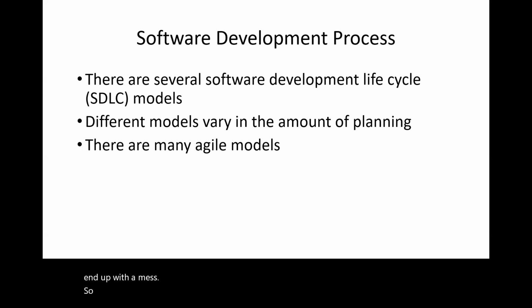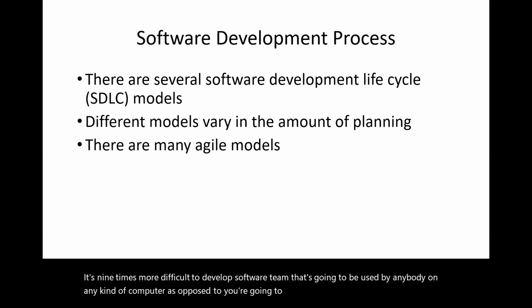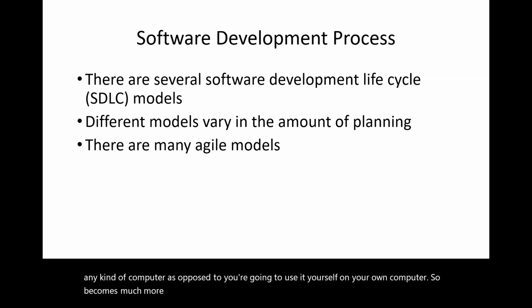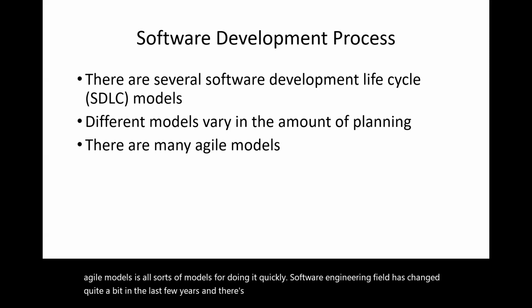So I read once that developing software to be used by anybody on any kind of computer is 9 times more difficult than developing software that you're going to use yourself on your own computer. So it becomes much more difficult. And there's a variety of development processes and many agile models. There's all sorts of models for doing it quickly. The software engineering field has changed quite a bit in the last few years, and there are lots of these new ways to do it.